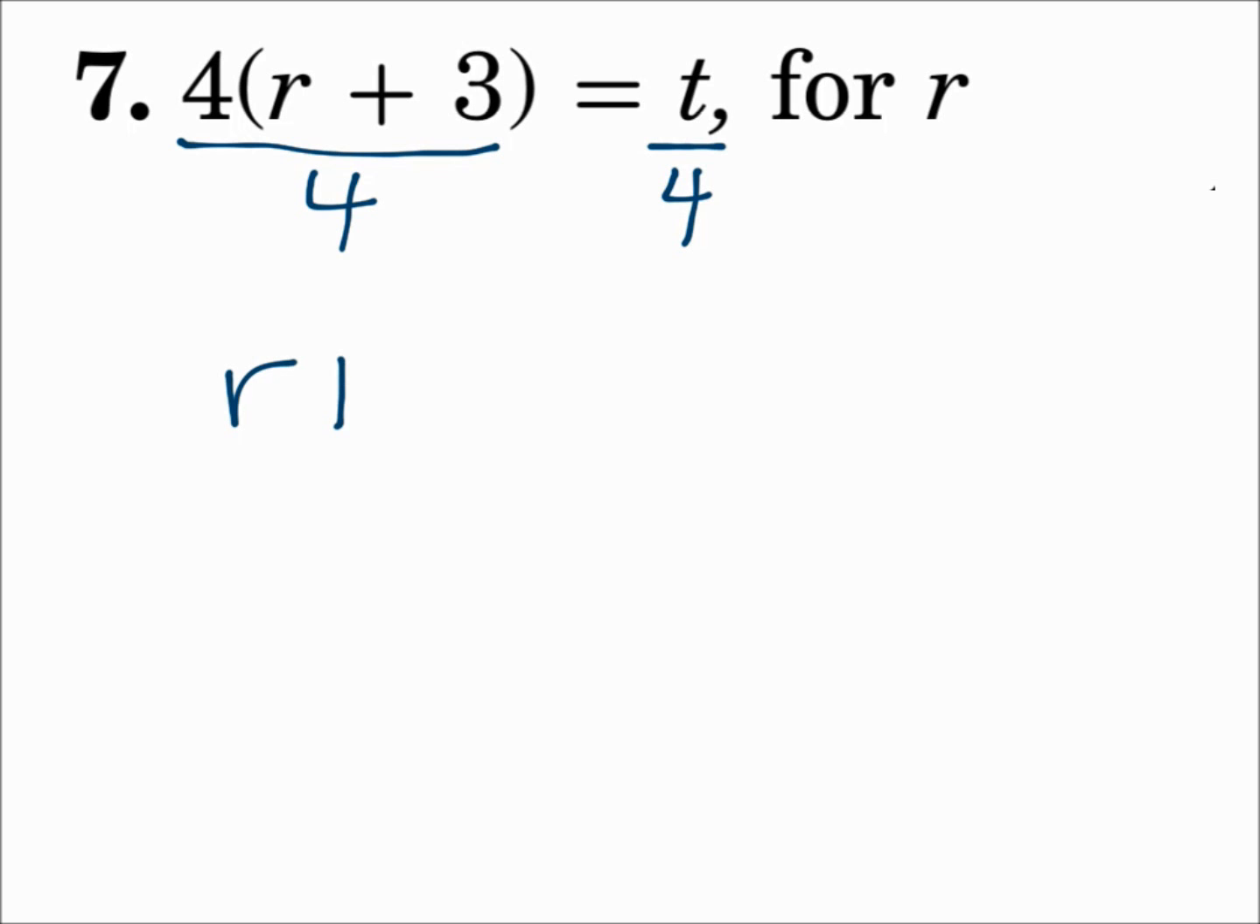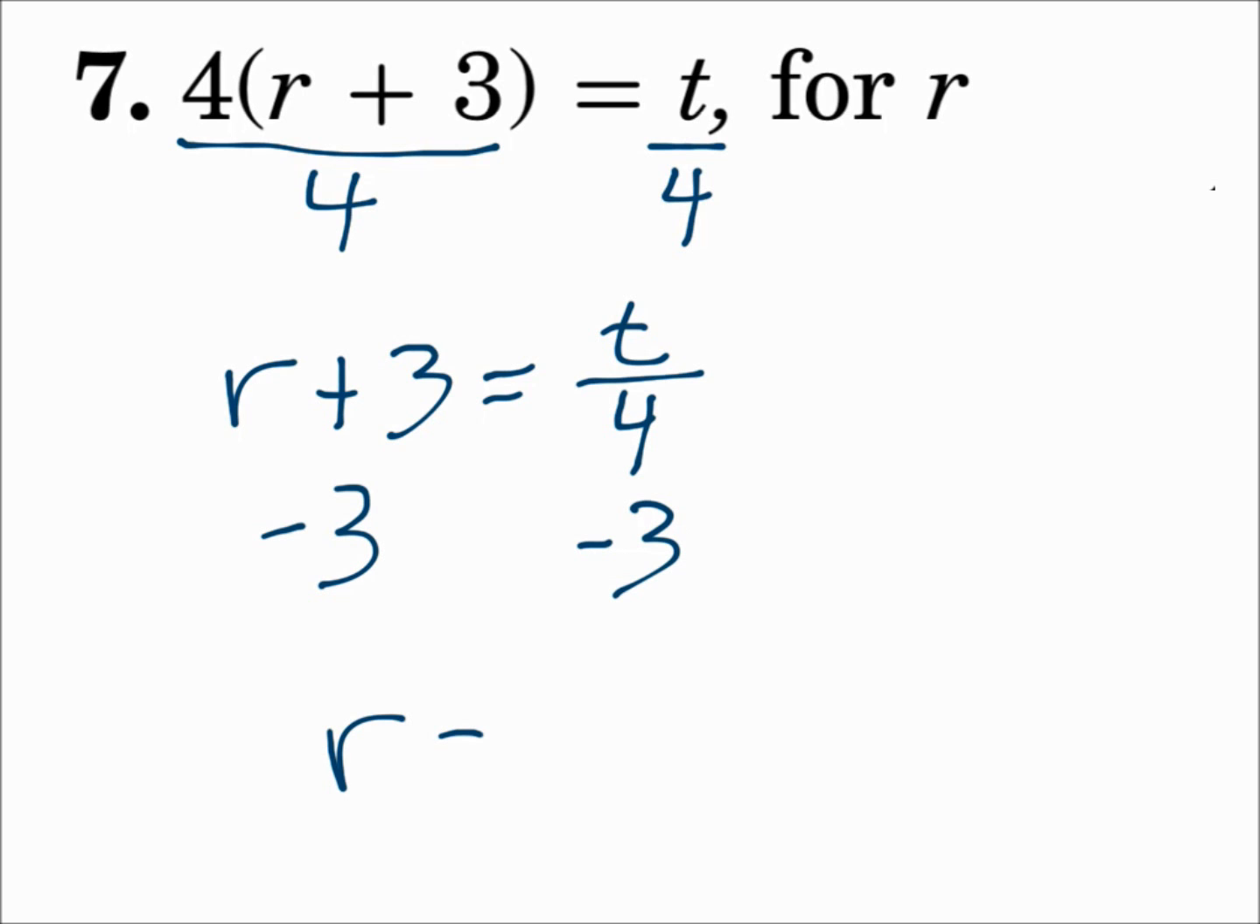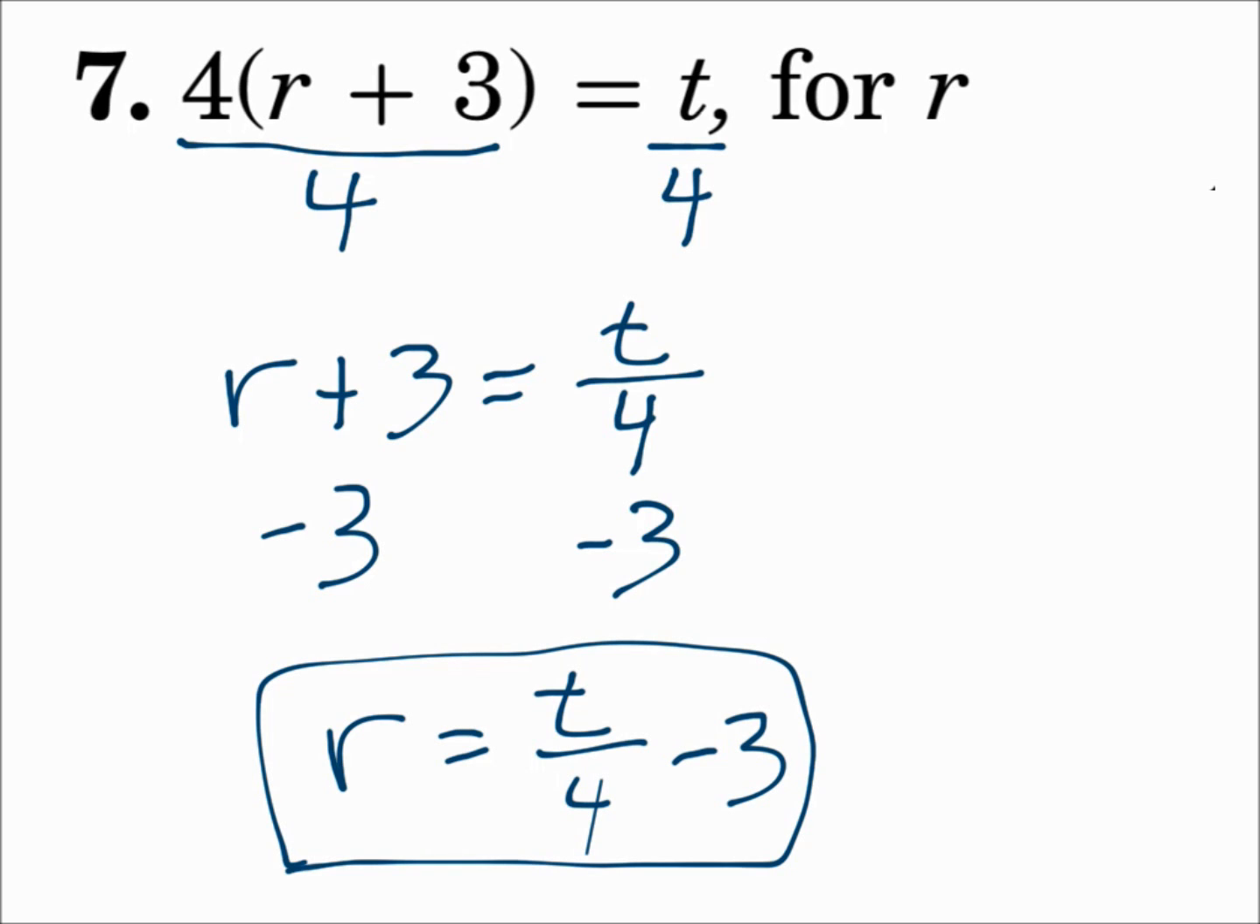The 4's cancel on the left, leaving r plus 3. And on the right you have t divided by 4. Now you have r plus 3. Move the 3, do the opposite, and subtract it from both sides. The 3's cancel on the left, and you have t over 4 minus 3. Remember, the variable you're solving for has to be by itself before you're finished.